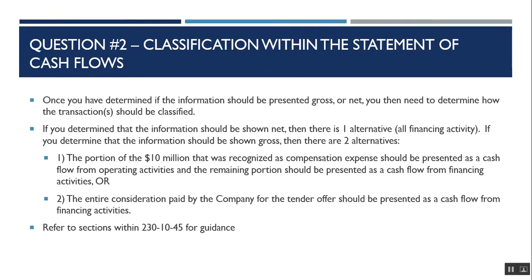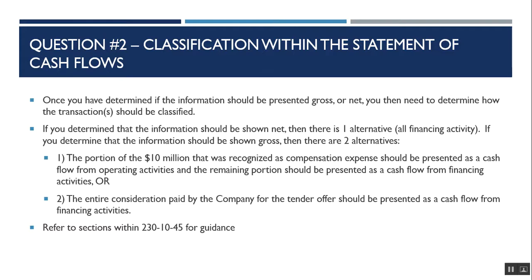Once you've determined if the information should be presented gross or net, you then need to determine how the transactions should be classified. Specifically, the case is asking us to determine how to classify the cash received and paid in its statement of cash flows. So the cash received is the $10 million from WTD, and the cash paid is the $10 million to employees. So if you determine that the information should be shown net, then there's only one alternative. It would all be shown as an equity transaction in the financing section.